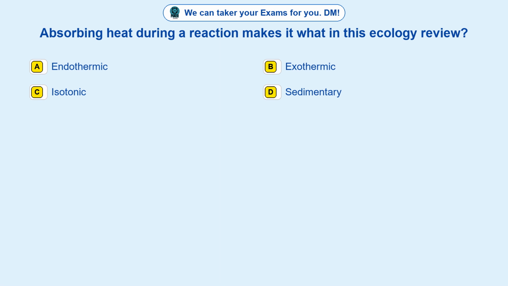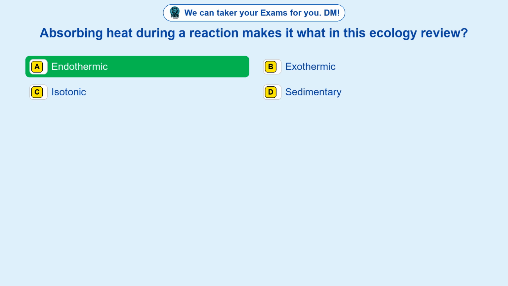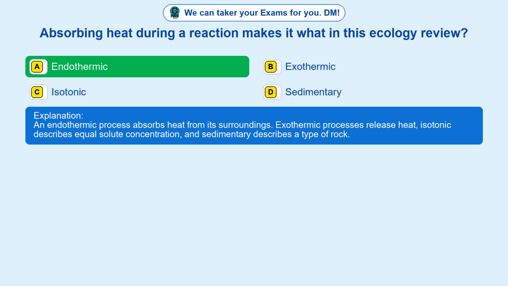Question 47. Absorbing heat during a reaction makes it what in this ecology review? Option A, endothermic. Option B, exothermic. Option C, isotonic. Option D, sedimentary. The correct answer is option A, endothermic. An endothermic process absorbs heat from its surroundings. Exothermic processes release heat, isotonic describes equal solute concentration, and sedimentary describes a type of rock.